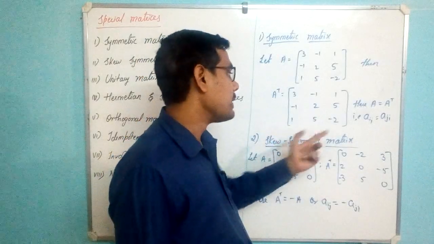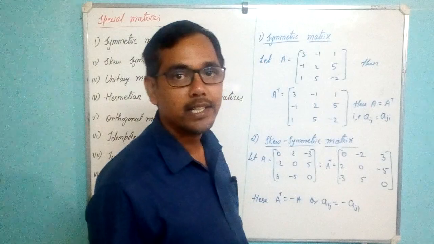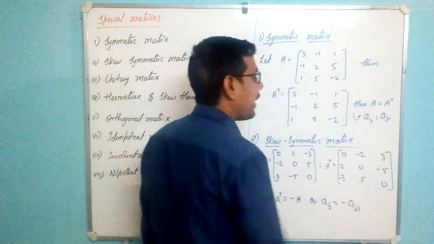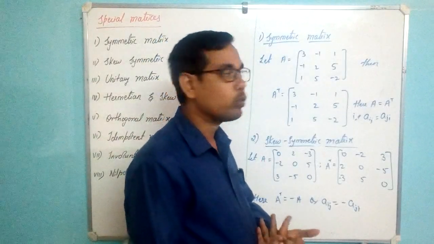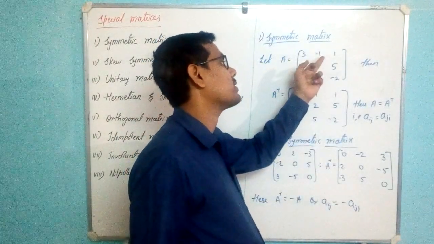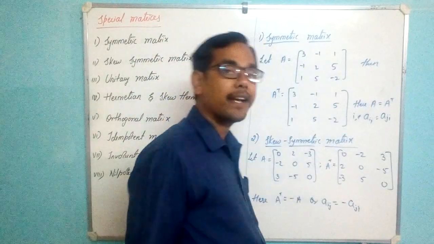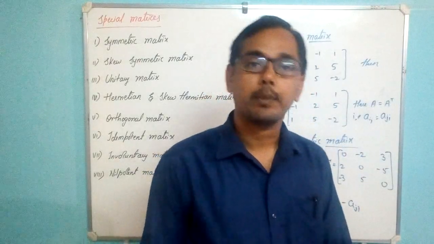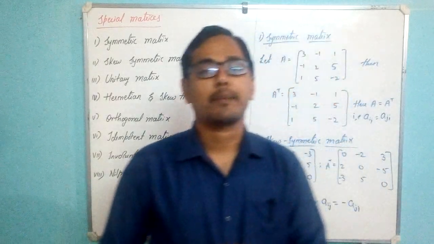When will it be possible? When Aij is equal to Aji, this particular thing is possible, right? You can see if i is 1 and j is 2, that forms A12, right? A12 is minus 1. Then if you take A21, that is also minus 1. So if Aij is equal to Aji or A transpose is equal to A, then we call that particular matrix a symmetric matrix. Then what about skew symmetric matrix?